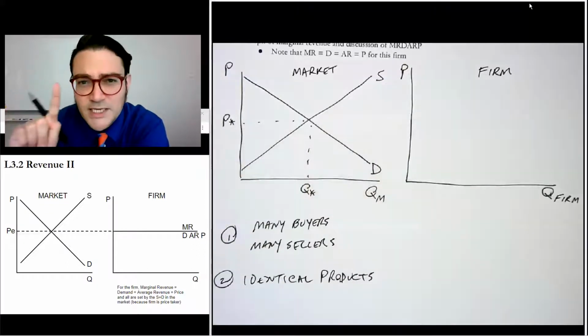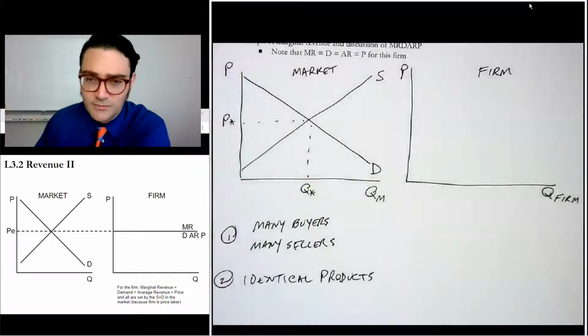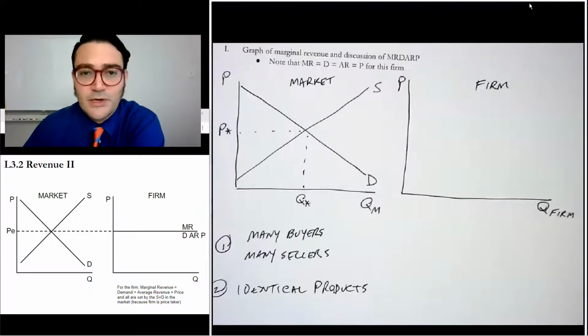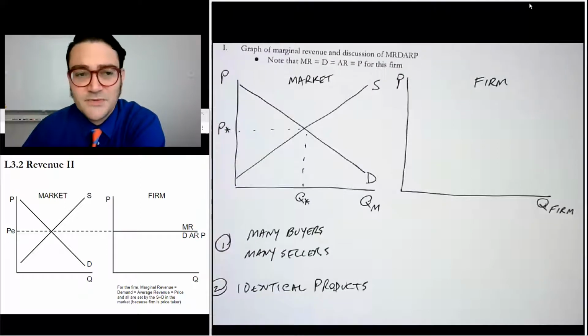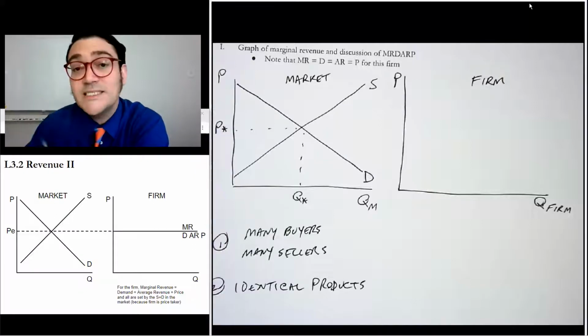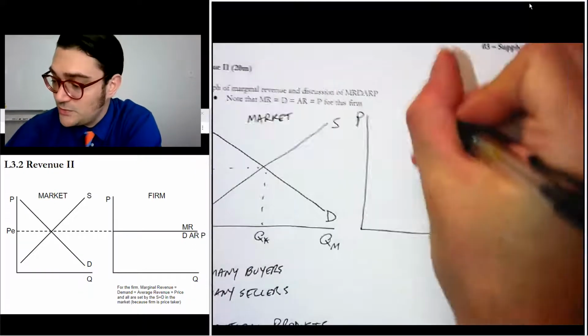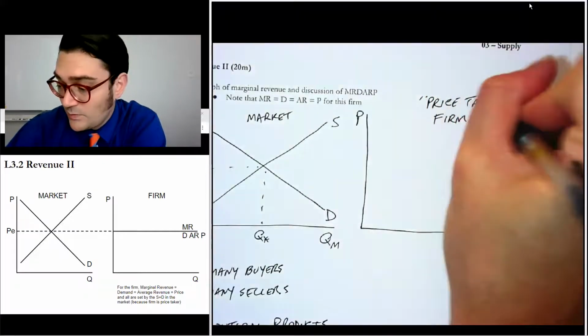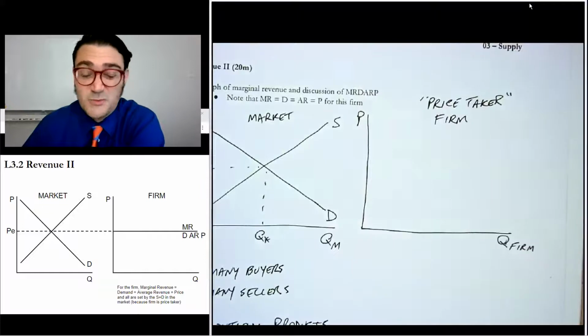You're but one little tiny fish in the giant ocean of buyers and sellers. And so you're too small to affect that price. So if you walked out and said, my grebes are better, they would go, nah, no, they're not. They're identical to everybody else's. And so the price that the market sets is the price that you have to take. So we call you a price taker. You just have to take whatever the market price is.